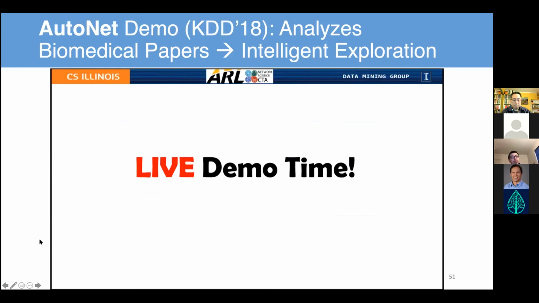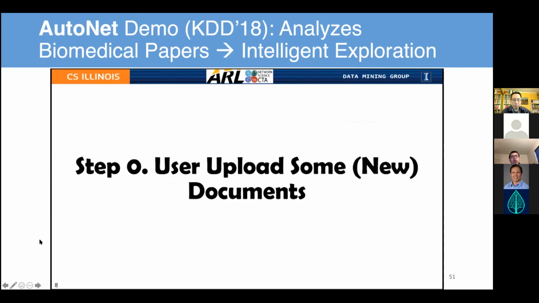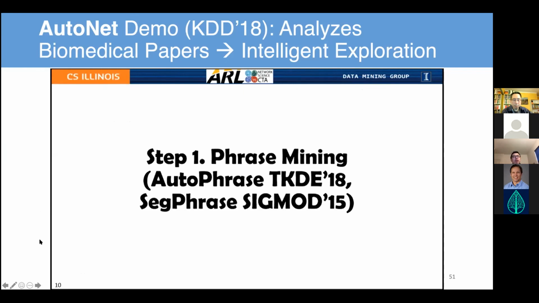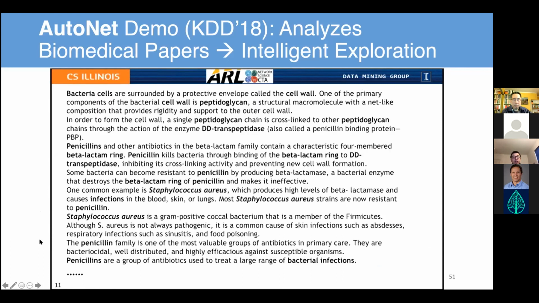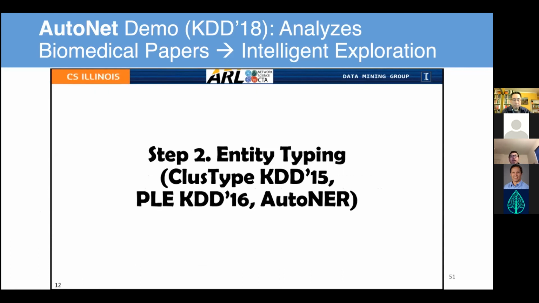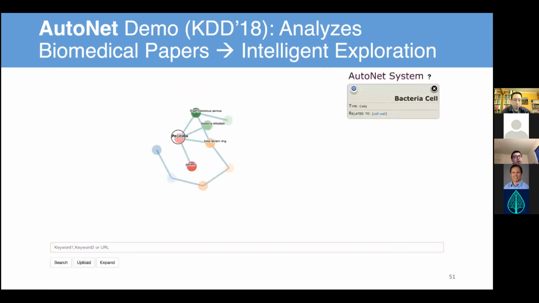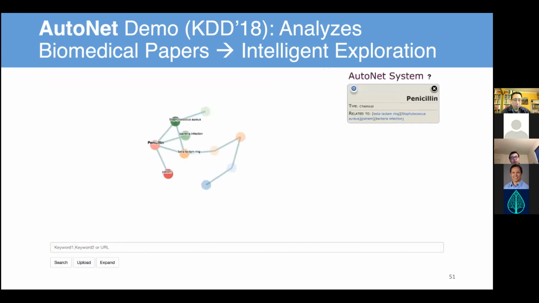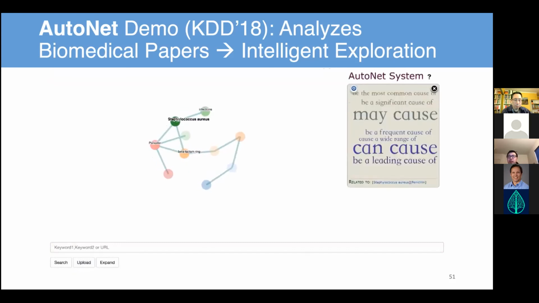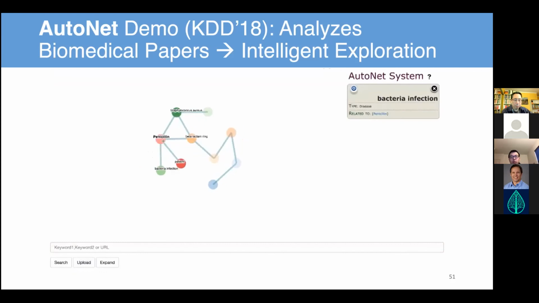So we can ask the user to upload their corpus, and this is the corpus. After the phrase mining, we will highlight the phrases. After the entity recognition, we will get the entities in different colors. And then after the relation extraction, we can get all these relations between the entities. We can construct a small network here.